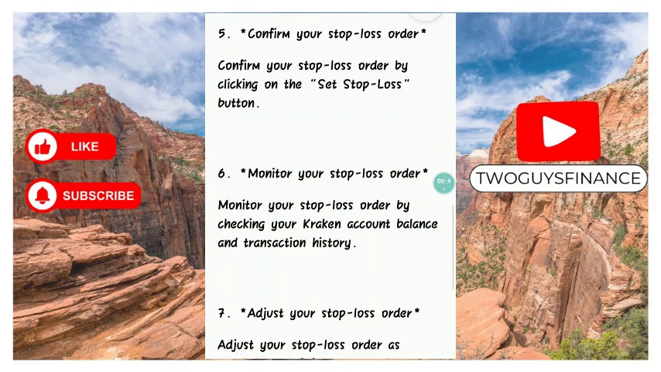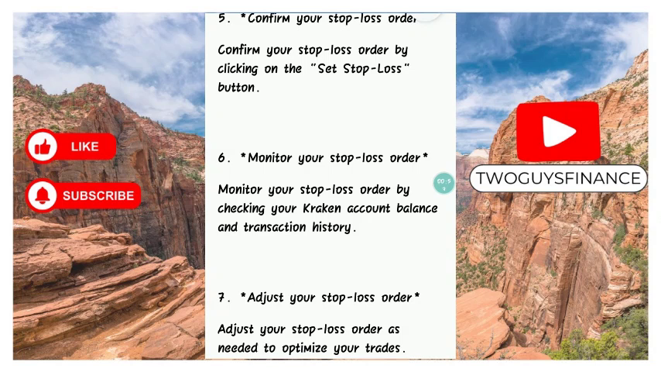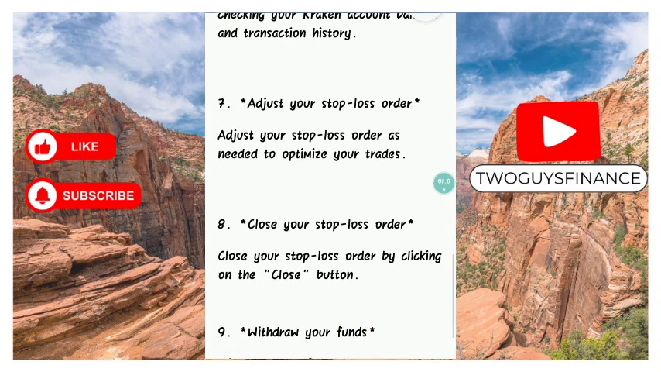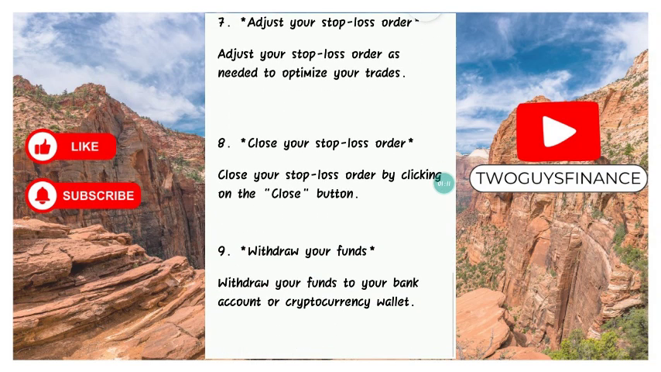From there on, you can always monitor your stop loss order by checking your Kraken account balance and transaction histories to see if that has been executed. You can also adjust your stop loss order as needed to help you better optimize your trades. Likewise, you can close your stop loss order by clicking on the close button and withdraw your funds to your bank or to your cryptocurrency wallet.